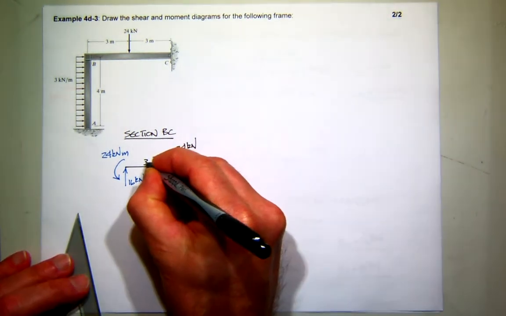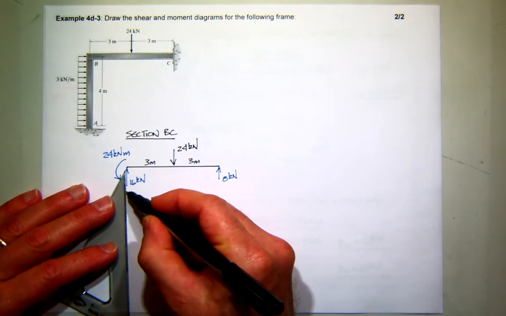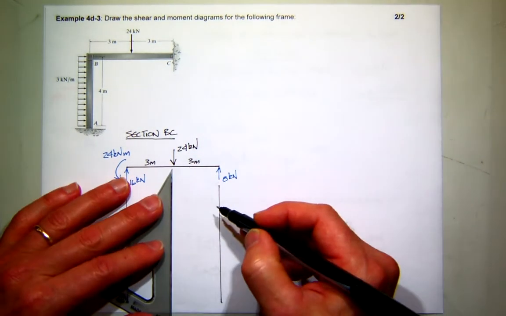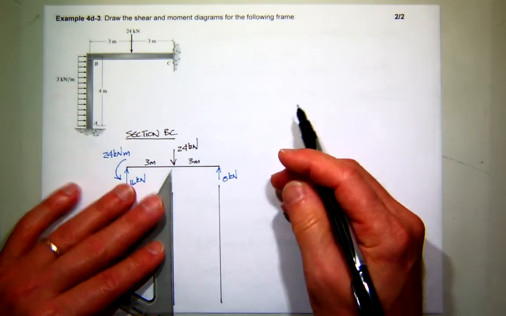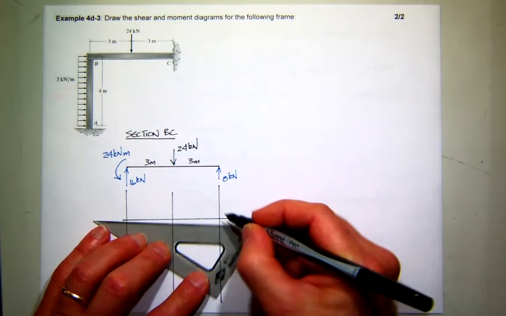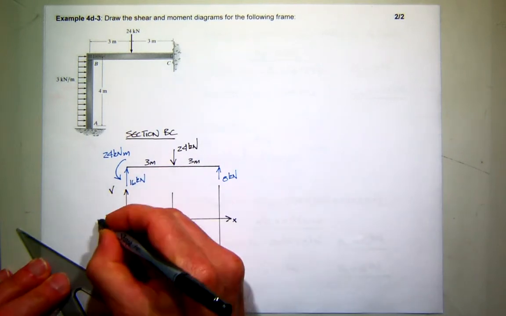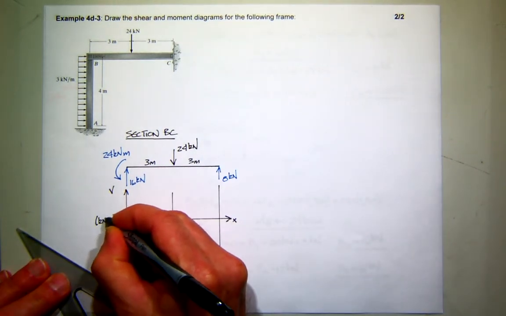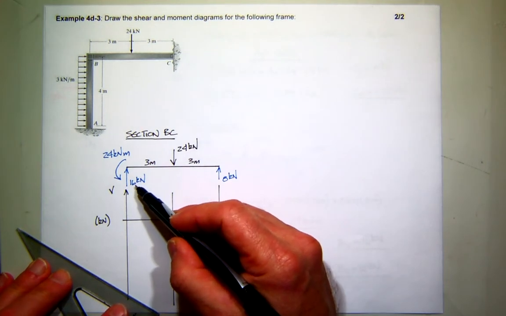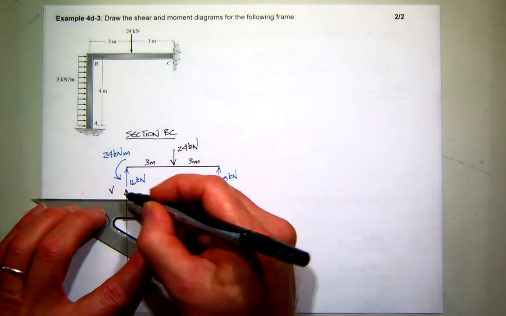The distances are 3 meters and 3 meters. So I'll go ahead and quickly sketch a template to help me draw my shear force and bending moment diagram. I'll start with the shear force. So I'll have a positive shear. All my values will be kilonewtons. What's the shear starting at the left side? That's a positive shear, right? So we're going to start off at 16.